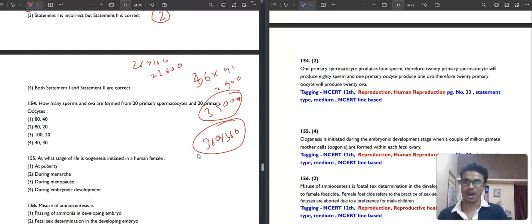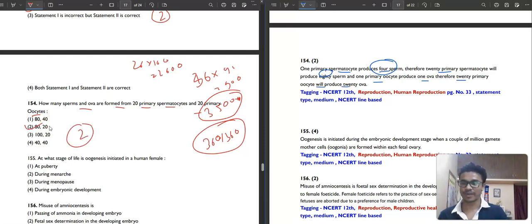So please, how many sperms and ova were formed by 20 primary spermatocytes and 20 primary oocytes? You know that one primary spermatocyte produces 4 sperm, and therefore 20 primary spermatocytes will produce 80 sperm. And one primary oocyte produces 1 ovum, therefore 20 primary oocytes will produce 20 ova. So 80 and 20. Second option is your correct answer.